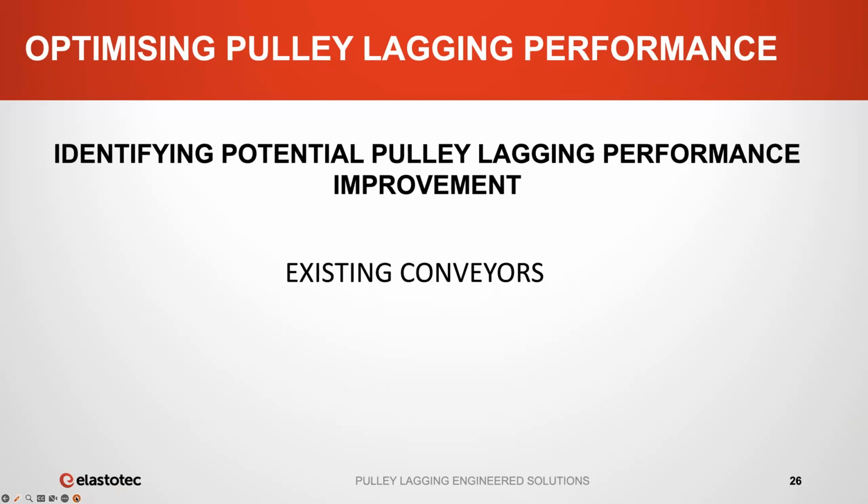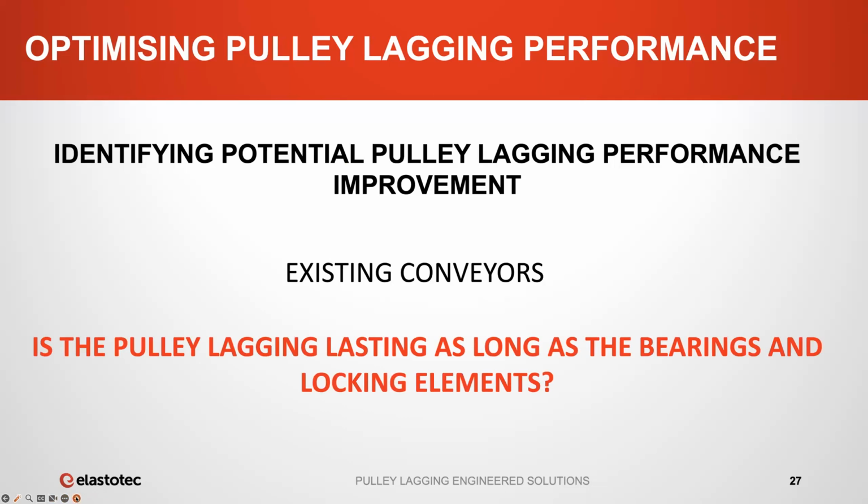So let's have a quick look at how we can improve performance on existing conveyors. And when we look at existing conveyors, there's one question that we ask. That's basically, is the pulley lagging lasting as long as the bearings and the locking elements? Pretty much in every application, with the exception of high tension bend pulleys, it's possible to have lagging that should last as long as the bearings and the locking elements.